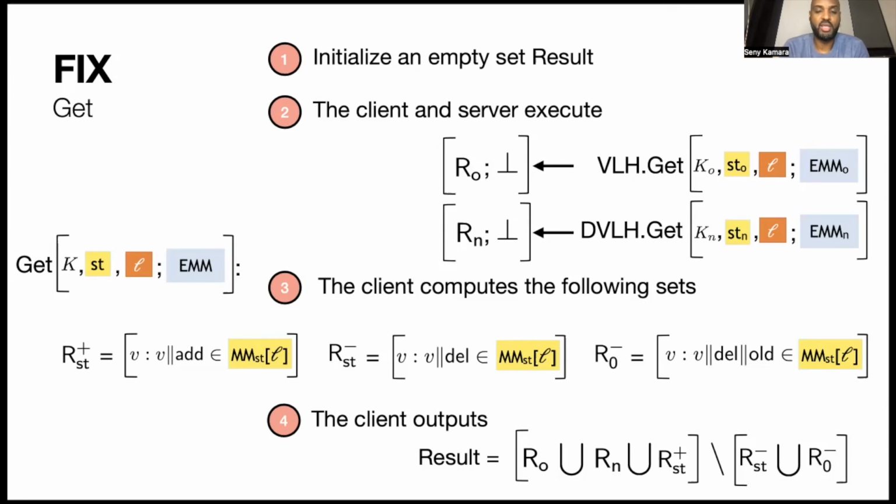Okay. Our result is basically going to be the union of R0, the results we got from the static structure, with the results from the new structure, and the results from R+. These are the values that we've added in the stash but that haven't gotten pushed yet. Then we remove the values in the stash that have a delete flag, and the values that have a delete and an old flag. If you work out the details, you can see that this outputs the correct result.